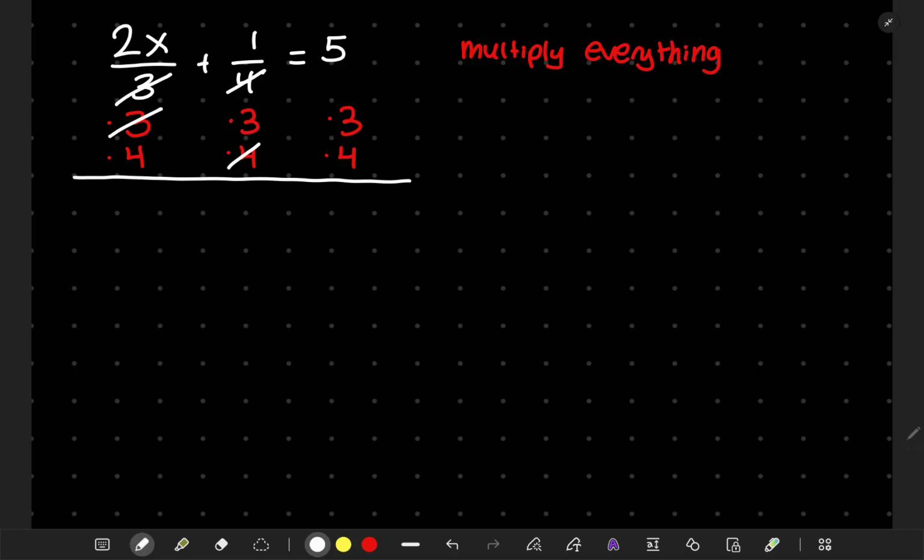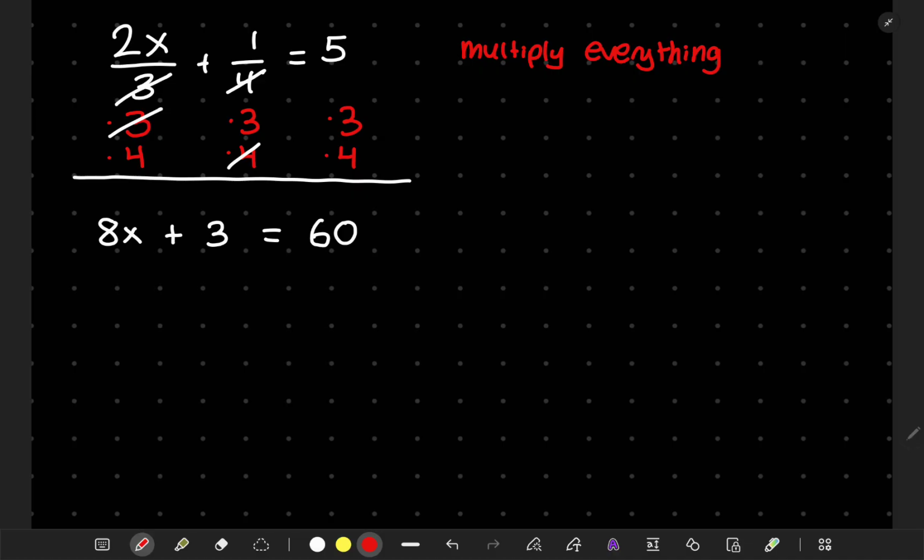2x times 4, that gives me 8x. I see that I have the 1 up in front, so what's 1 times 3? That's 3. And then lastly, I have this 5 times 3 times 4. Well, 5 times 3 is 15, and 15 times 4 is 60. And then we're back to this two-step equation.